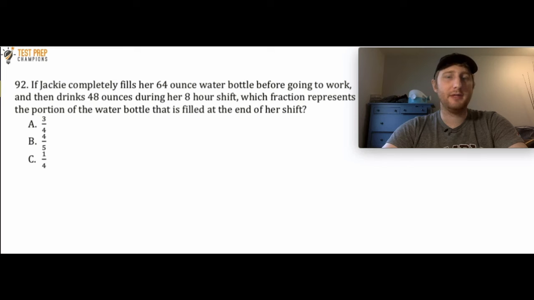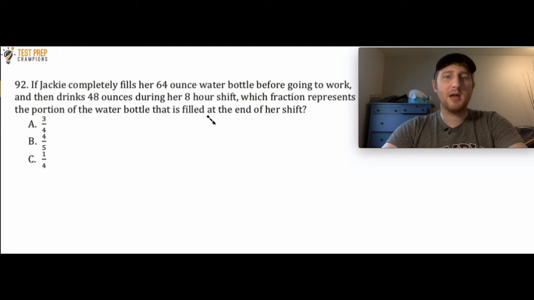If Jackie completely fills her 64-ounce water bottle before going to work and then drinks 48 ounces during her 8-hour shift, which fraction represents the portion of the water bottle that is filled at the end of the shift? So let's have you pause the video, try to figure this out, and then when you're ready, we'll go over how to do it. Okay, hopefully you had a chance to try this question out.